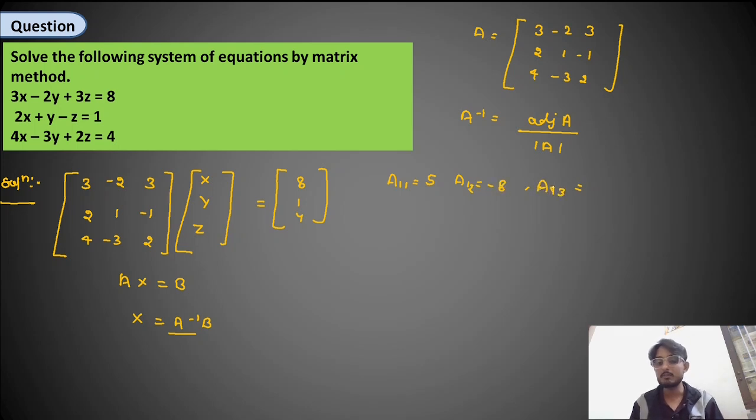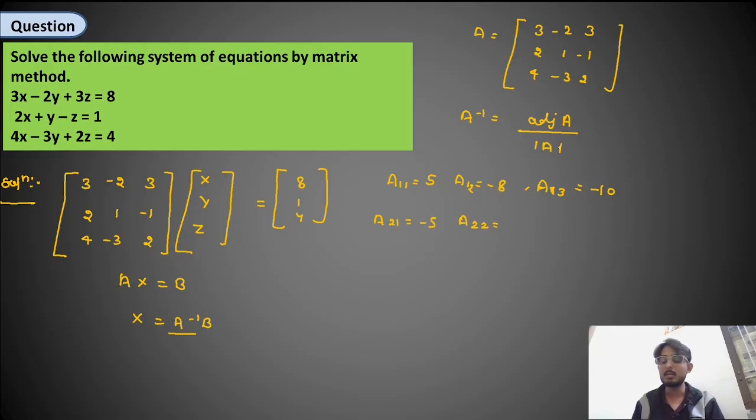A13 equals eliminating the first row and third column. When you eliminate the first row and third column, you will get 2 1 4 minus 8, 2 3s are 6, minus 6 and minus 4, so minus 10. Then A21: eliminating the second row and first column. 2 4s, 3 9s, minus 4 plus 9, equal to plus 5, and you will change the sign, minus 5.